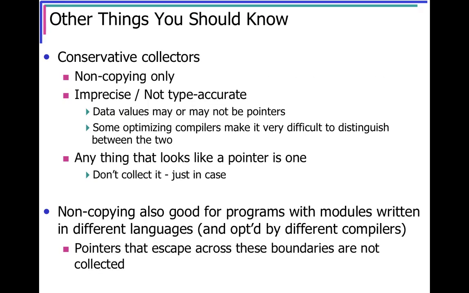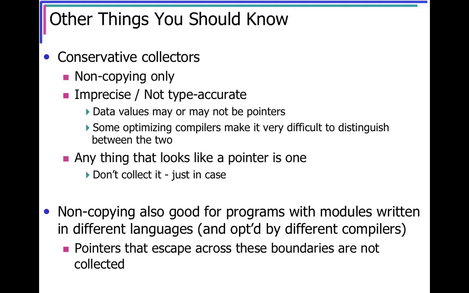Other things you should know about garbage collection is that there are these collectors called conservative collectors. This is where we're trying to provide garbage collection for languages where we don't know which data values are pointers and which are not. And so these collectors cannot move objects, because if we move objects, we have to go and update the pointer values to them. If we don't know what things are pointers, then we can't update those values because those values might be scalar and we don't want to cause the execution of the program to be invalid. We can use non-copying collectors for such conservative situations.